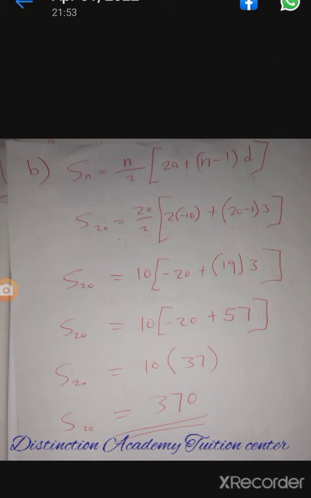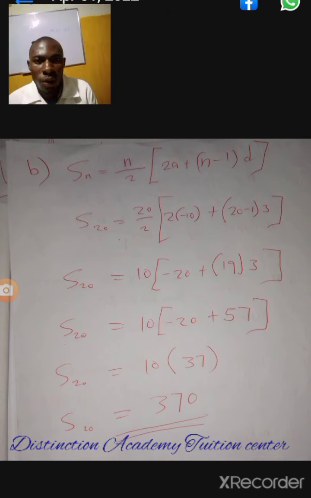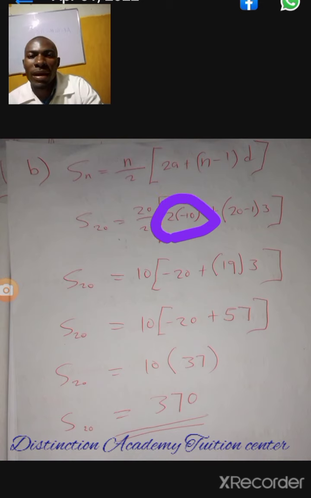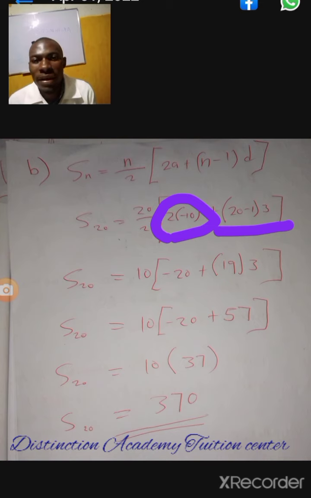Then you open square brackets, 2 times a. What is a? Your a is -10. So you put 2 times -10 in your brackets. Then plus, what is your n? Your n is 20 minus 1. Then your d is 3. You close with the square brackets. Then from there, it is just a matter of multiplying and expanding.